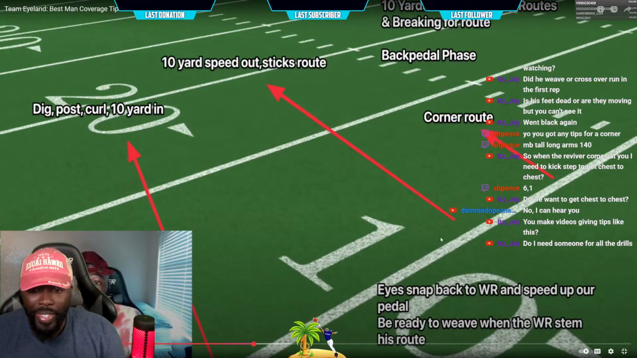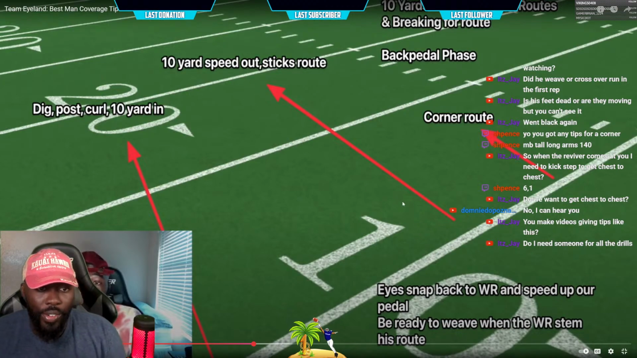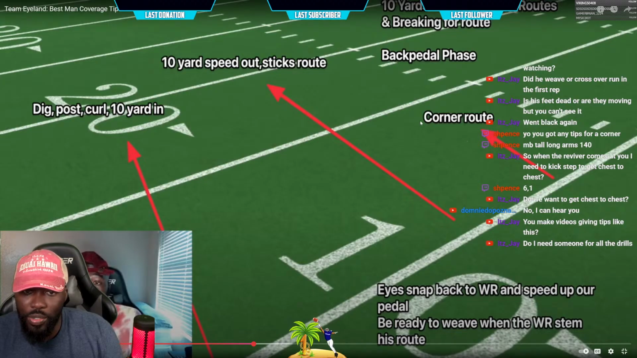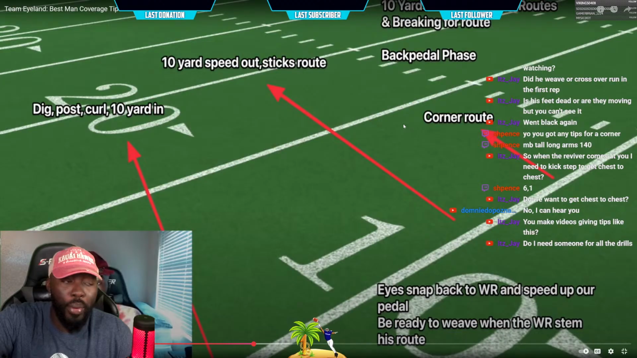Now, at the top of the numbers, we're expecting more outbreaking routes. We can get that 10-yard out, or that stick route, where he runs to the sticks and stops. As he gets closer in, we can expect a corner, because there's a lot more space out here, closer to the hash. He could stem us at 8, like he's running a post, and break it off at 10 or 12. So 10 yards is the intermediate routes and breaking routes.